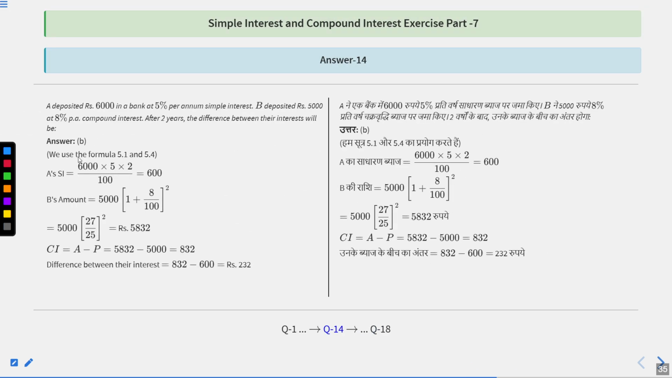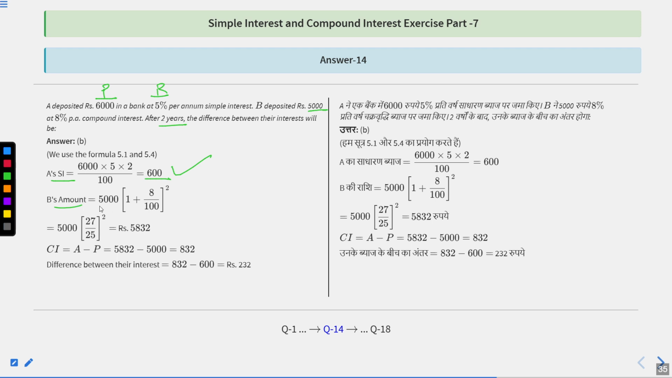Now simple interest, we know the principal amount for first person is 6,000. Rate of interest is 5% and time is given, which is 2 years. Clear? So B deposited 5,000 at 8% per annum compound interest, and after 2 years the difference between their interest. So first we calculate the simple interest of 2 years, which is 600 rupees. 6,000 multiplying by 5 multiplying by 2 upon 100, when we calculate it we get 600.